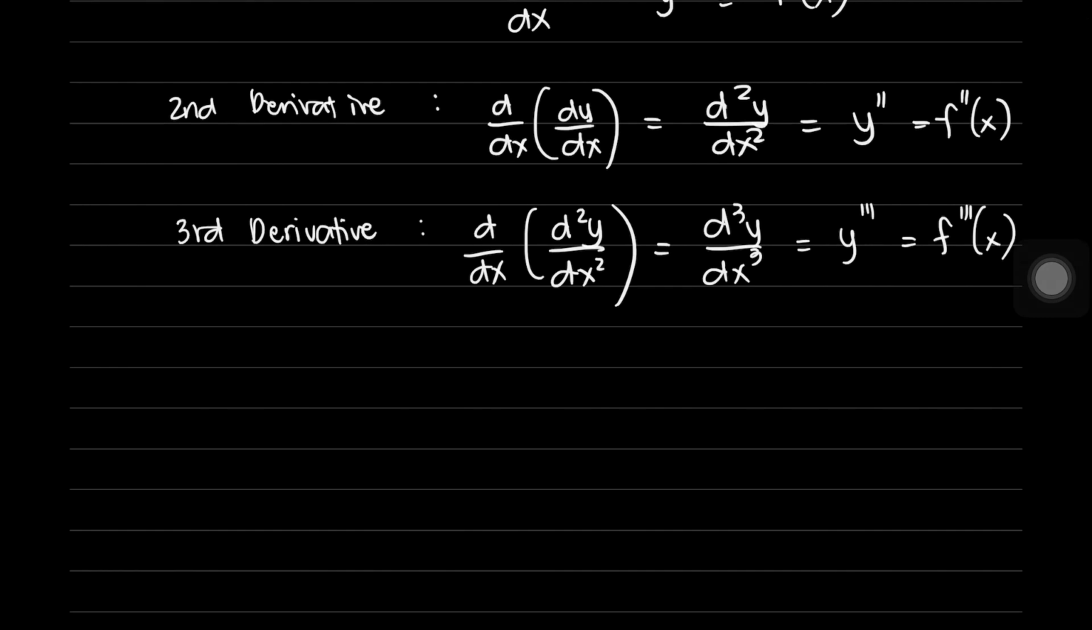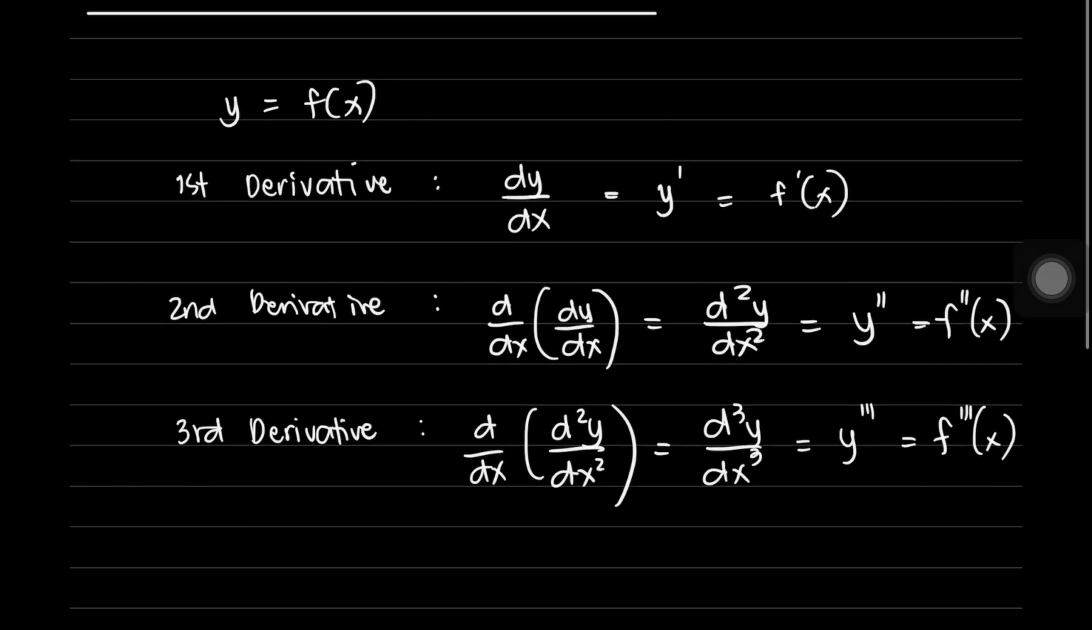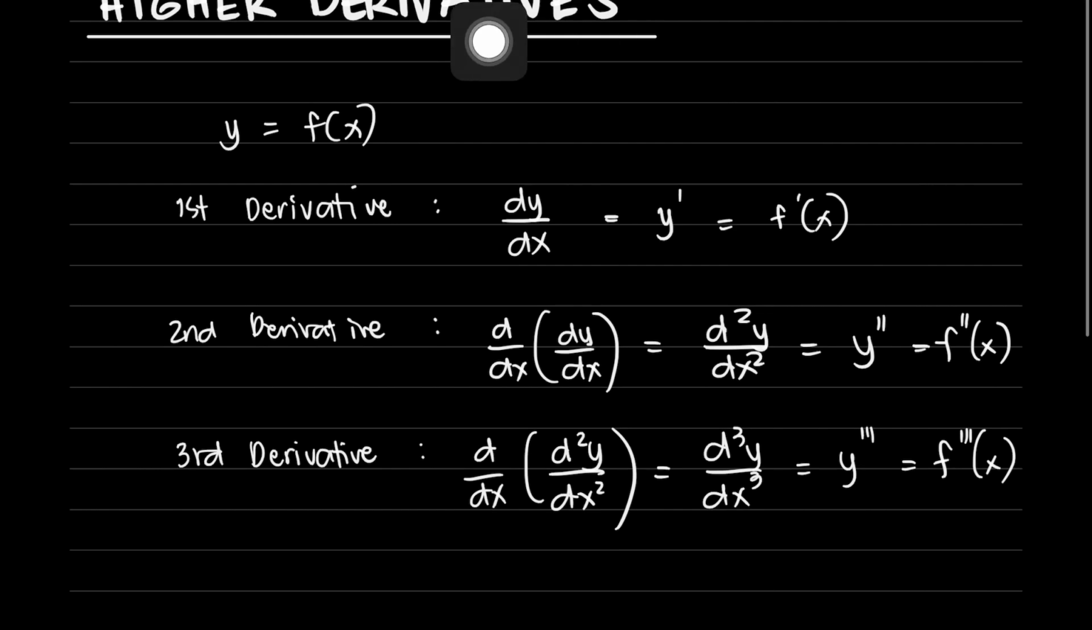So if we are required to determine the fourth derivative, we're going to solve for the derivative of the third derivative, and that is denoted by d raised to the fourth power y over dx raised to the fourth power, or what we call the fourth derivative. Right? So this is now higher derivatives.